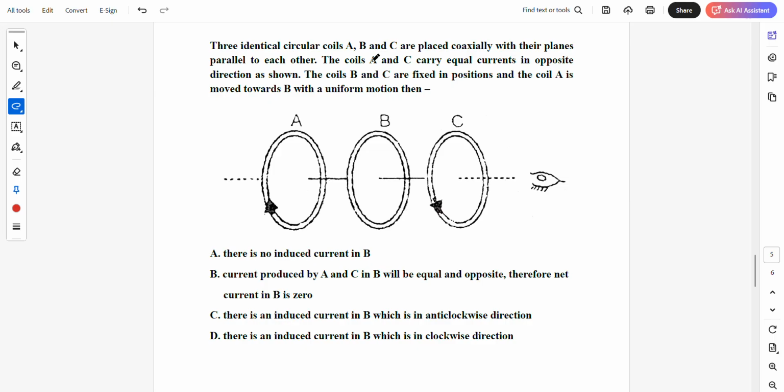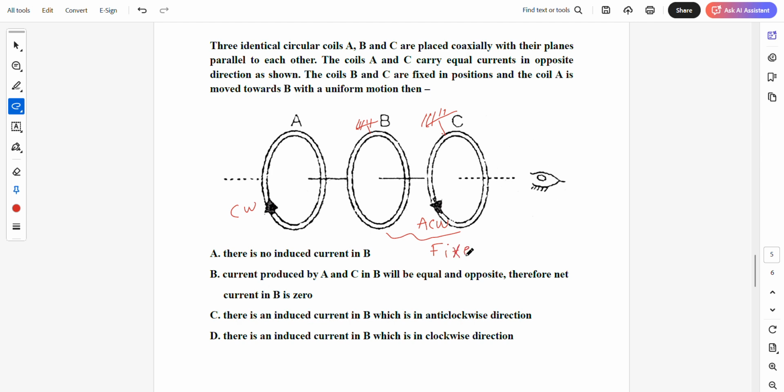Three identical circular coils A, B, C are placed coaxially with their planes parallel to each other. The coils A and C carry equal currents, this one clockwise and this one anti-clockwise, in the opposite direction. The coils B and C are fixed. B is fixed and C is also fixed. There is no relative motion. Both are fixed.